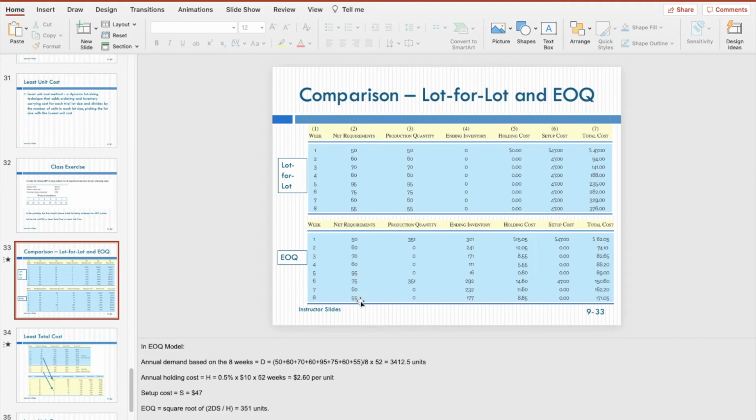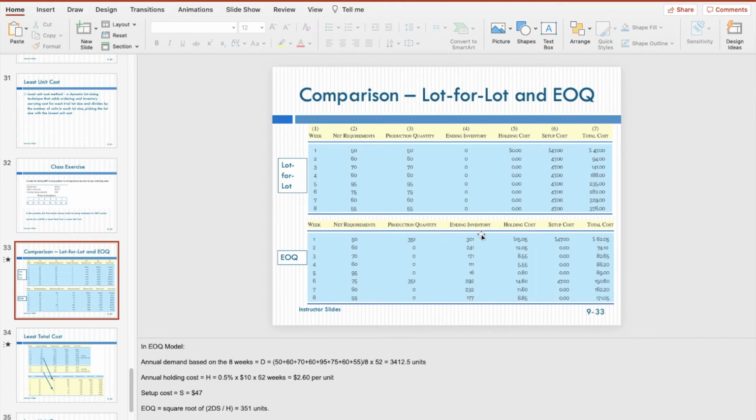This is basically the information that you already have. Since each time you order 351 units, here in week 1 this will be 351 units. Now in week 1, the amount actually needed from customer demand is 50. But you ordered 351. Can you sell all of them? No, of course not, right? You can only sell 50 units out of the 351 units.